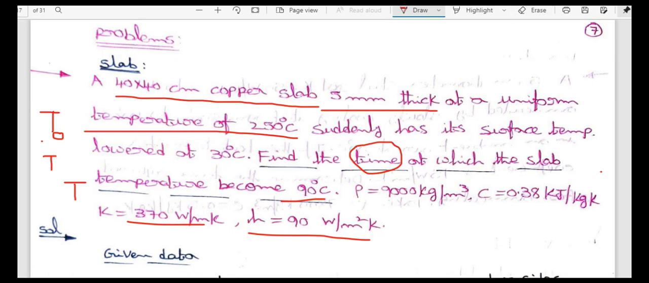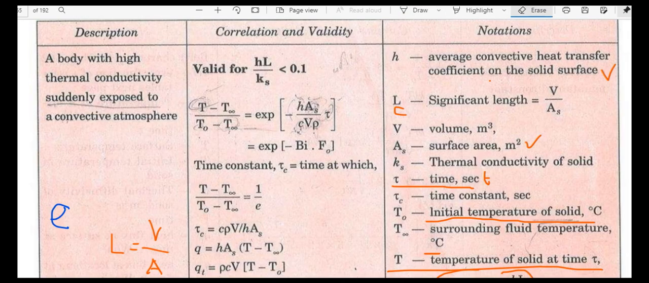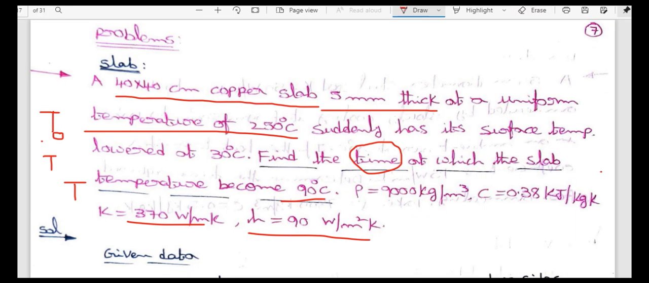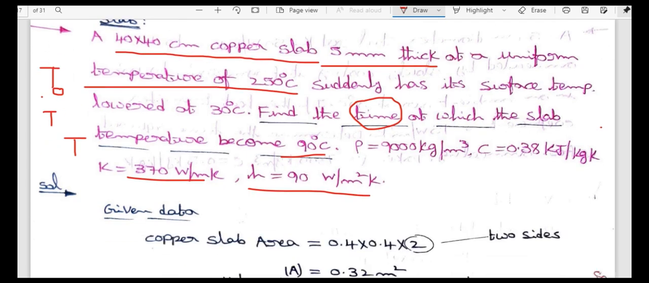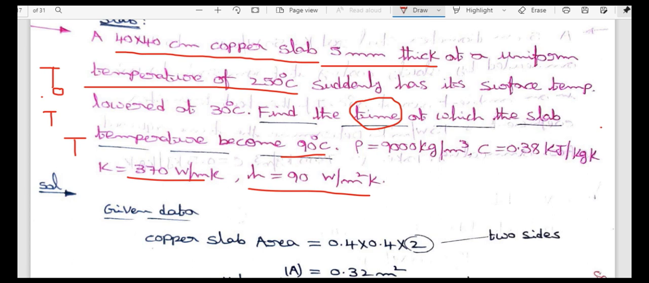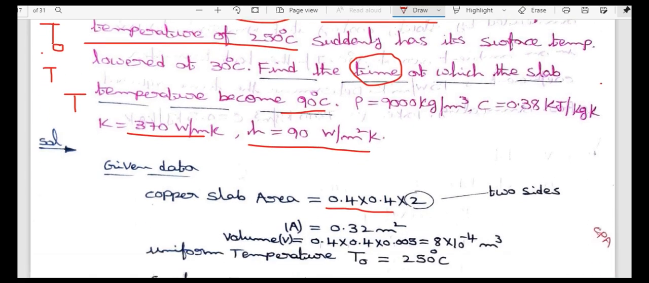So now I am calculating this equation from data book page number 57. First we have to study this question, and after that we can calculate from data book page number 57. So here, what are the plate values? 40 by 40 means surface area. The copper slab surface area is 40 by 40, that means 0.4 into 0.4. This is in centimeters, we can convert it into meters.